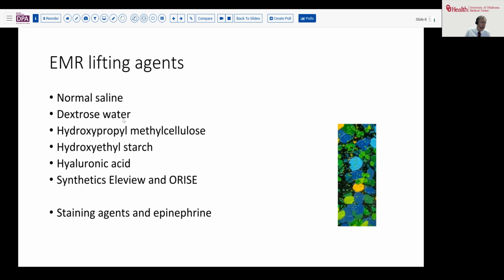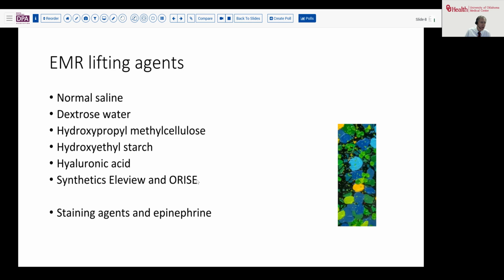So normal saline, dextrose water, these biological substances, fairly normal substances have no residual. Hydroxypropyl methylcellulose has been proposed along with hydroxyethyl starch. Hyaluronic acid has been used. And more recently entering the market have been some synthetic agents with polymers and various admixed fluids and staining agents that go by the name of Elaview and ORISE.